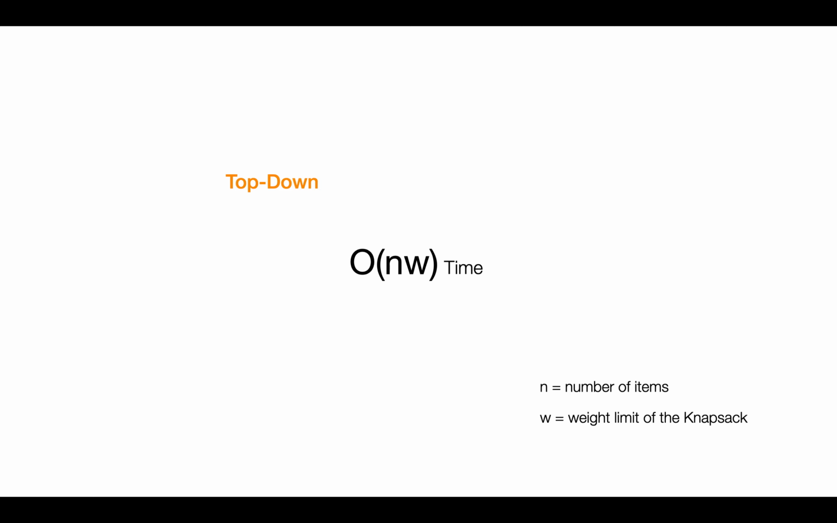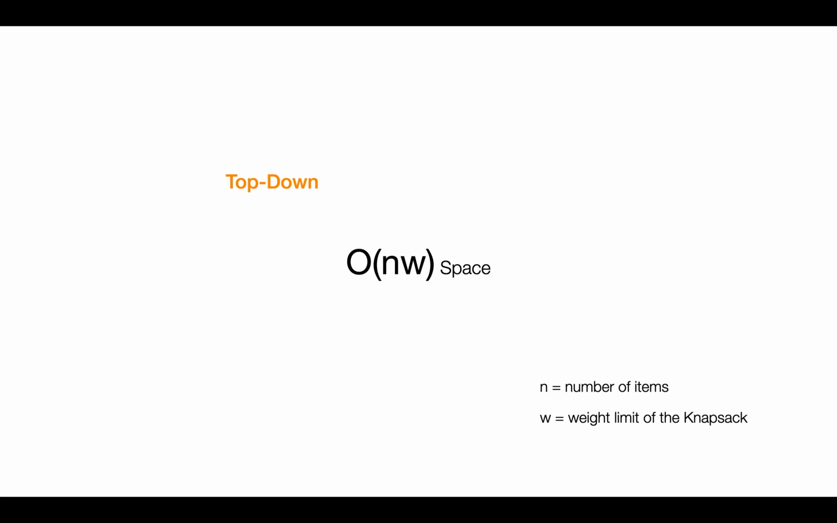Now the space complexity. The top-down space complexity will also be order of nw, because we have taken an n cross w matrix to store the values.